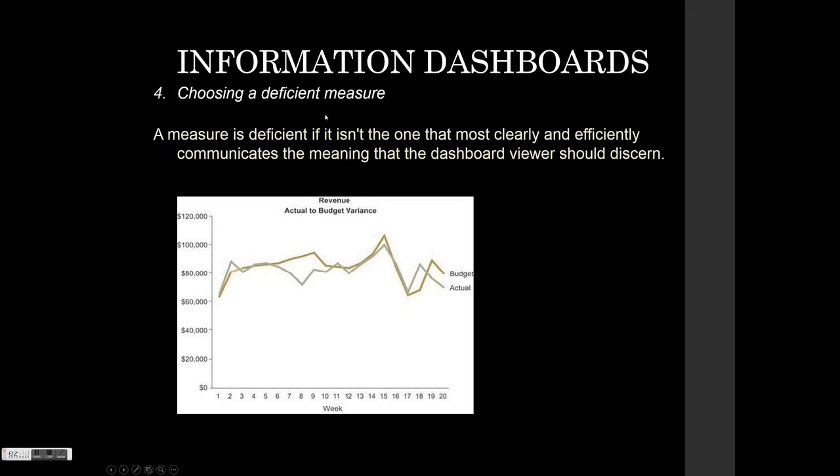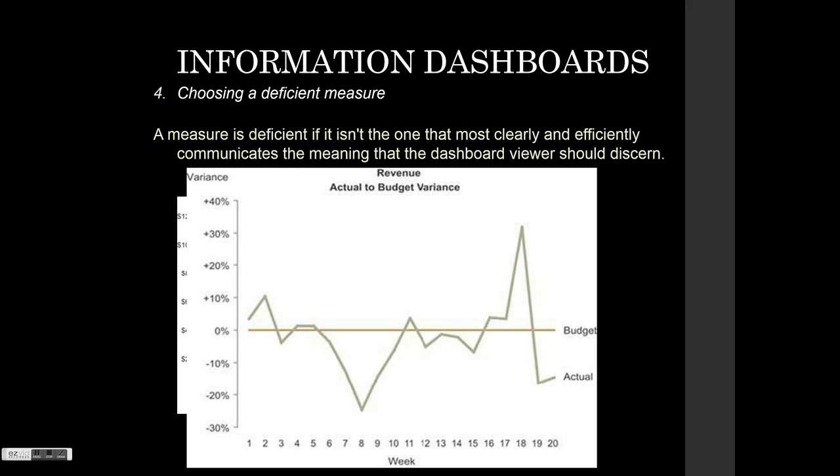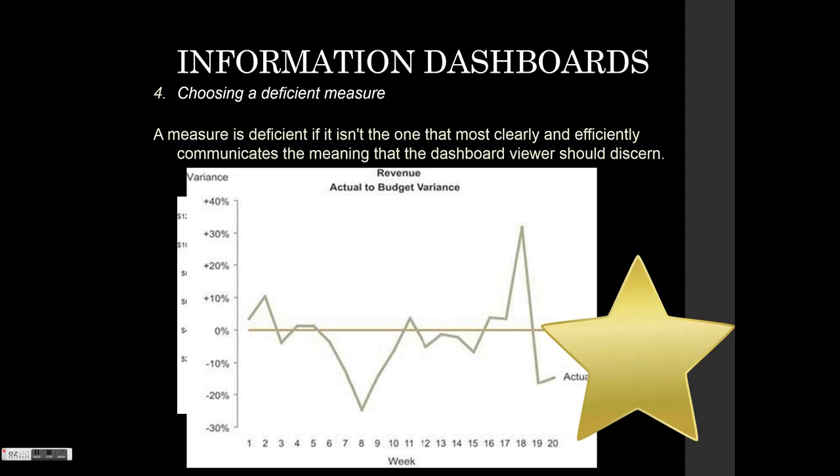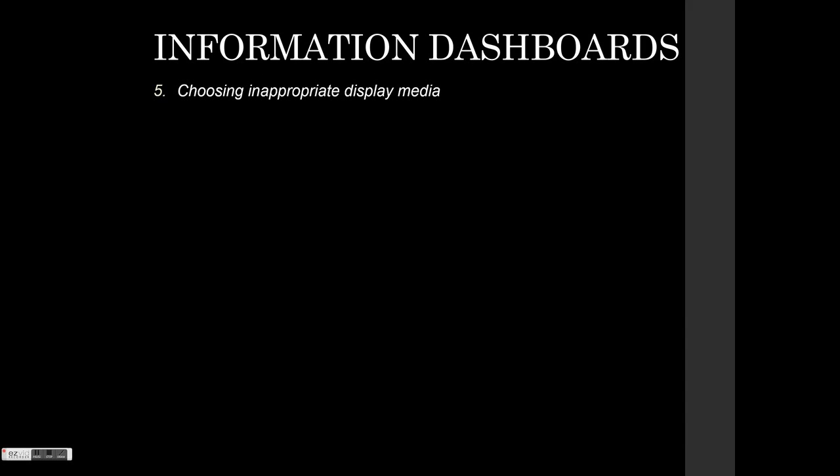Choosing a deficient measure. A measure is deficient if it isn't the one that most clearly and efficiently communicates the meaning that the dashboard viewer should discern. Here we have two elements, a budget and an actual. We can tell there's difference in the two. A better way to describe that data might be to use a variance chart, where budget is a flat line and the variance of the actual is portrayed in a percentage.